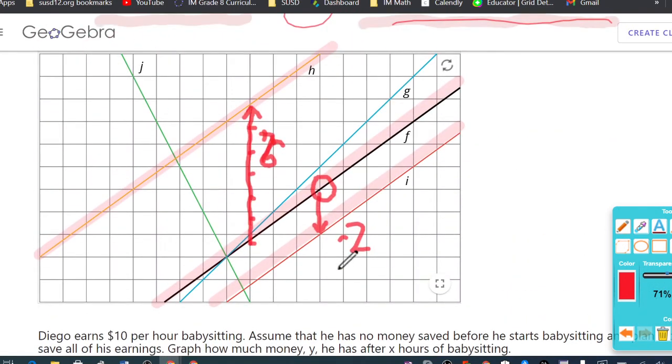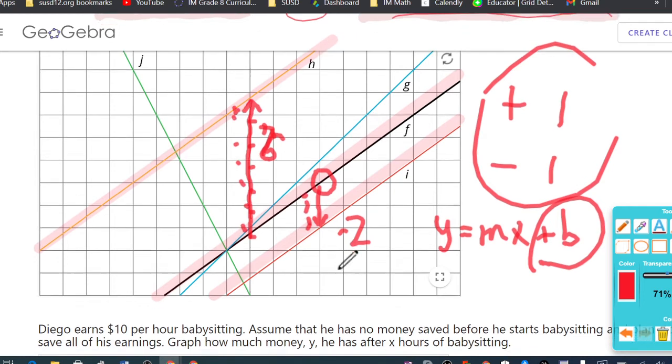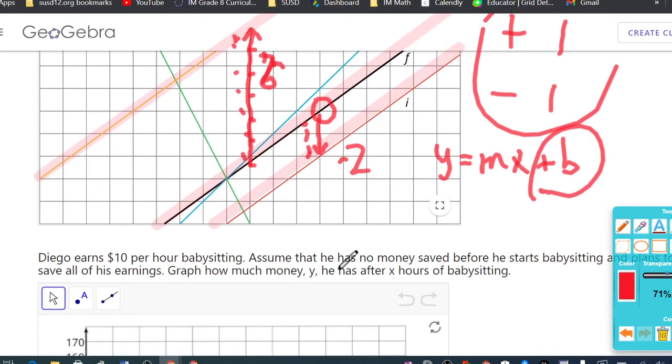Now, what this teaches you is that you can translate a line up or down by some number of units. A plus value, like +1, that would be moving the line 1 unit up. And -1 would be moving the line one unit down. Don't forget that. That's really important because now that we're using y equals mx plus b, and b is the y-intercept, this b shows you how many units up or how many units down, like this, 6 units up or 2 units down, okay? That's why I want you to look at that.